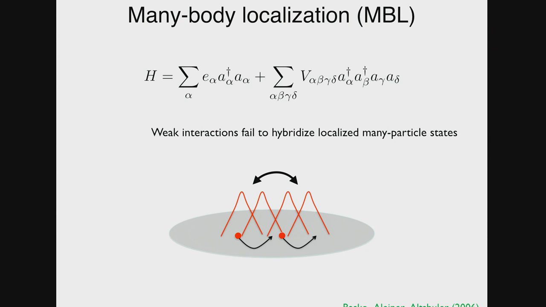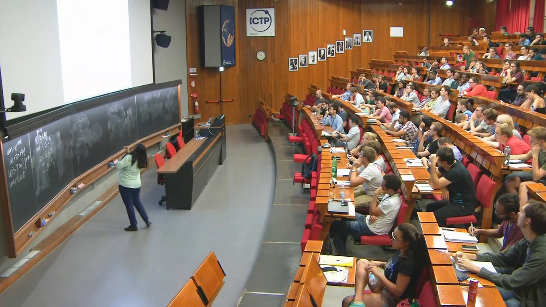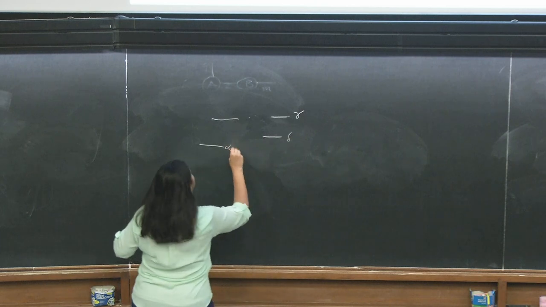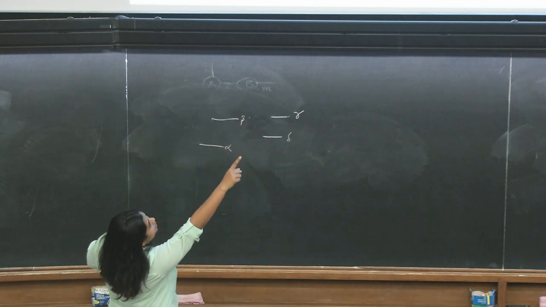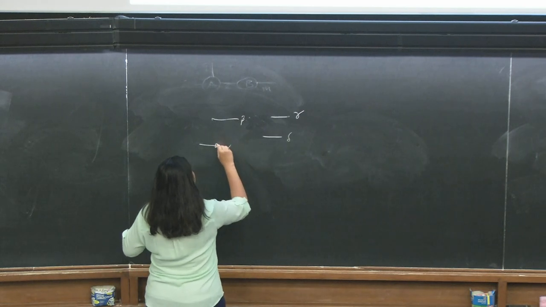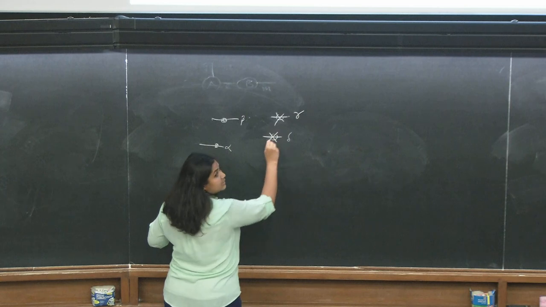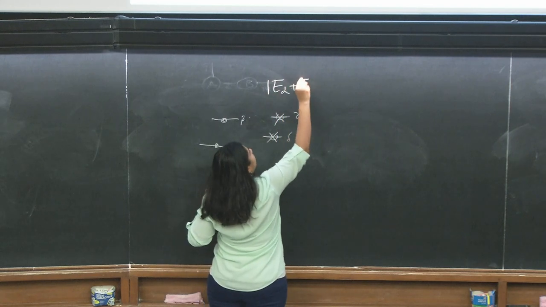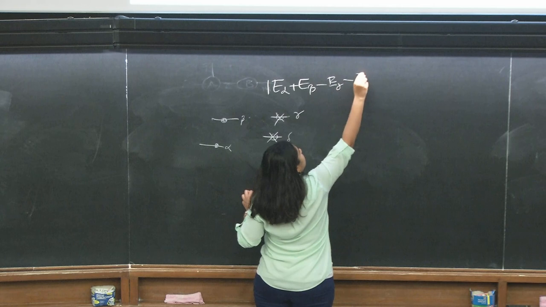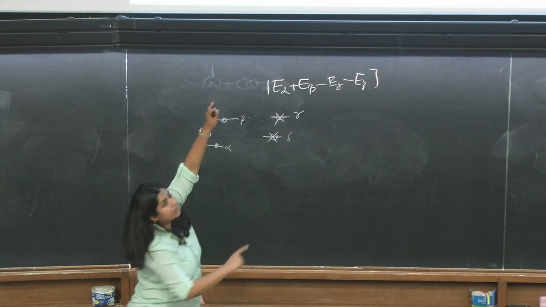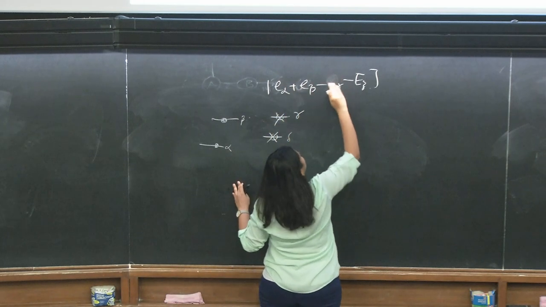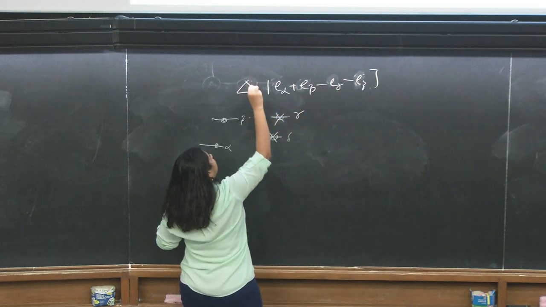Essentially, you have your levels. Which ones are getting destroyed and created? Alpha, beta, gamma, delta. You're creating in alpha and beta, and you're destroying in gamma and delta. So the energy difference for this process is epsilon alpha plus epsilon beta minus epsilon gamma minus epsilon delta, where these are the single particle energies. This is the energy difference.